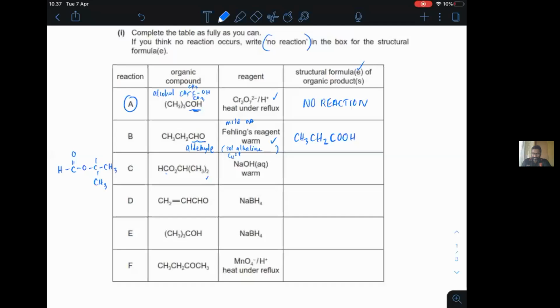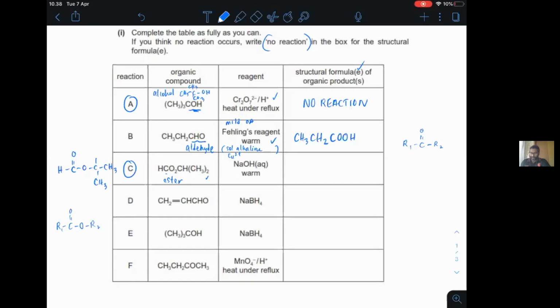Now, for C, what is this compound? Is this a ketone? No. If you have R, C double bond O, O, R2, what is this? It's an ester. Ketone will have R1, C double bond O, R2. That's going to be ketone. So this one is going to be ester.